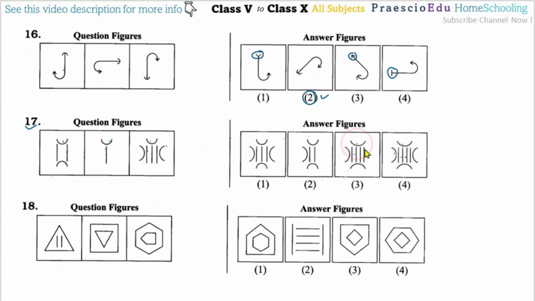Here the half circles are 3 but the lines are 4, so this is a different one. Here the lines are 2 but half circles 3, so this is the wrong one. And here 4 half circles and 3 lines, so this is also wrong. Only option number 4 is the correct one.